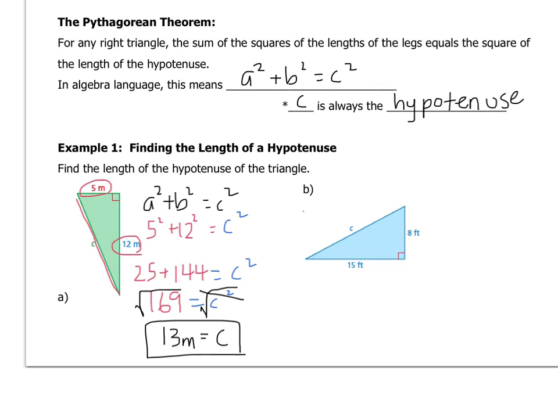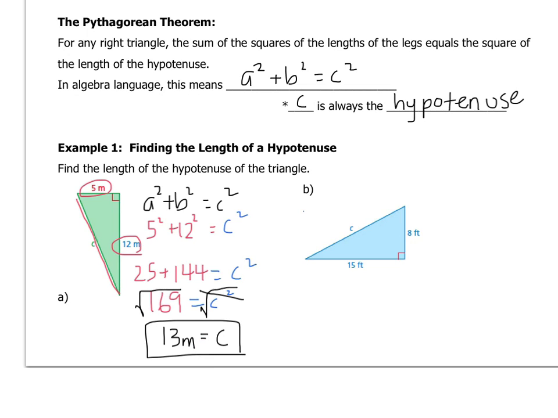A big mistake that people make is that they get down to where it says C squared equals 169, and they think that the variable is by itself. The only time the variable is by itself is when it is literally by itself. There's no exponents, there's no other symbols involved. Maybe you have a 1 here, but that's okay.